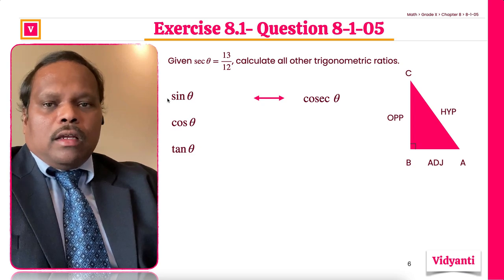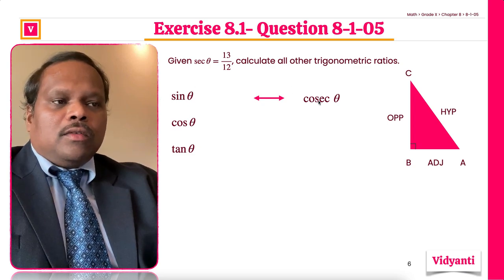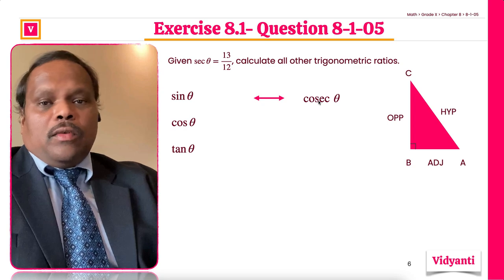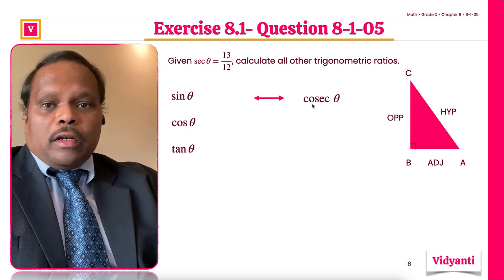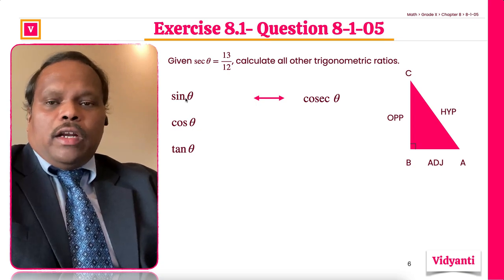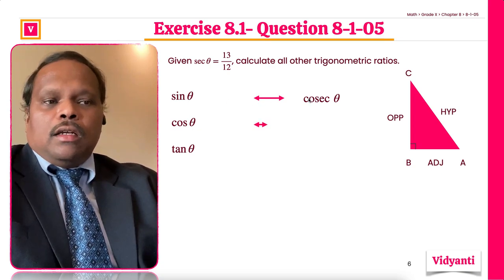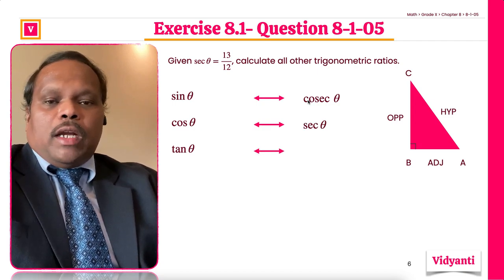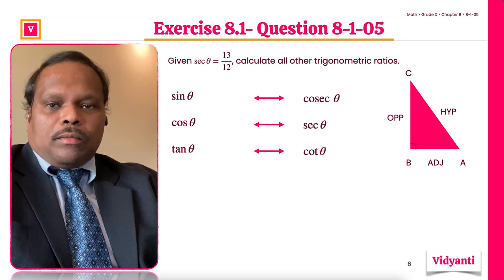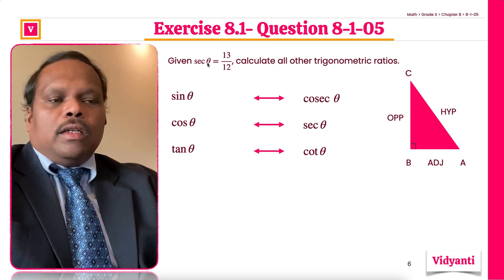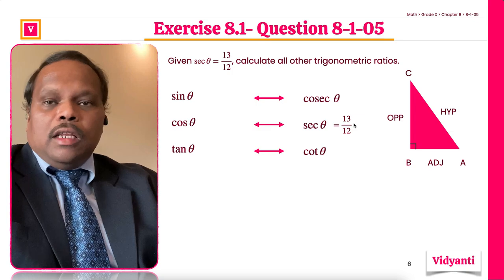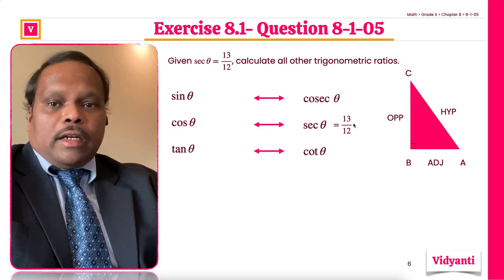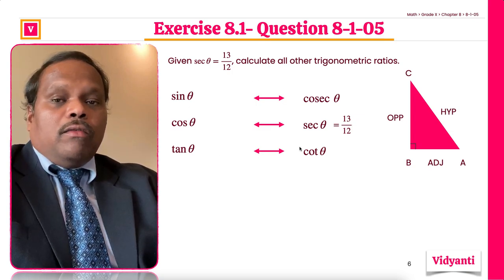1 divided by the trigonometric ratio on this side is equal to this one, or you can say the other way around also. So 1 divided by sine theta is cosec theta. Similarly, 1 divided by cos theta is equal to sec theta and vice versa. And 1 divided by tan theta is equal to cot theta. Out of that, let's say 1 is given. So sec theta is 13 over 12, that I will quickly write down. We are supposed to find out the remaining 5.